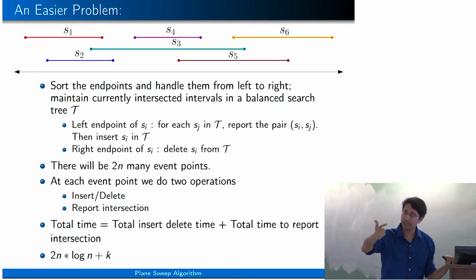How many times will I report an intersection? Only once, right? And if I am not reporting anything, how many operations are we doing in each insert and delete? Constant many.